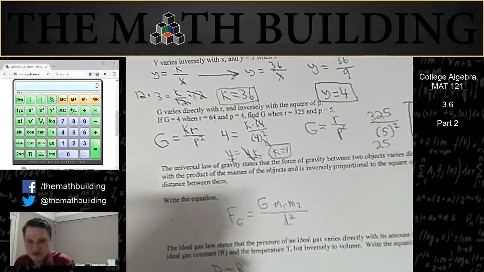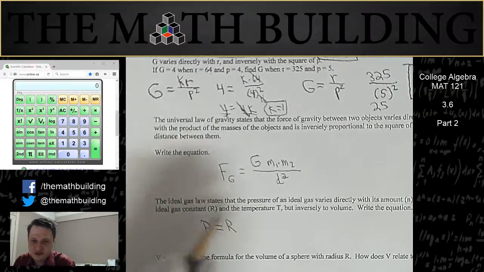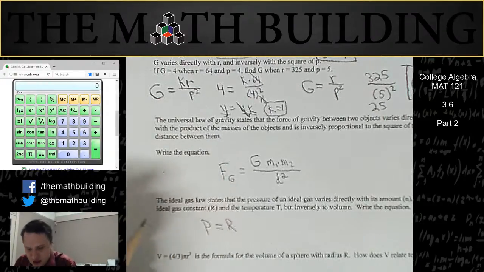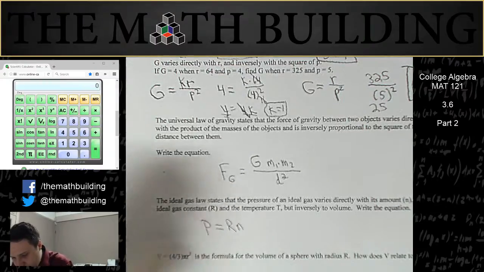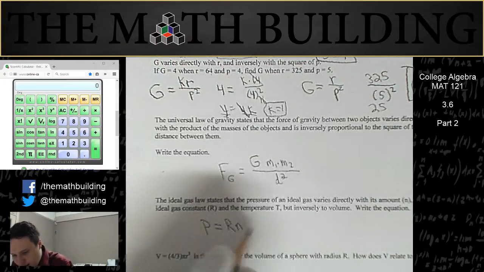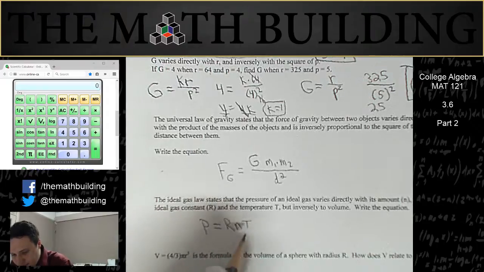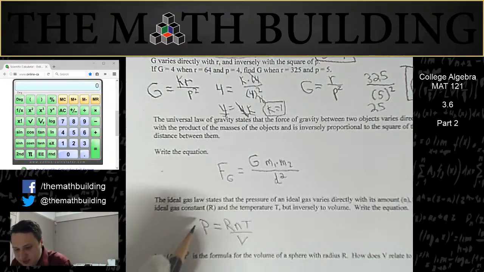And that'll be different depending on what type of gas it is. Different gases have different constants. We're varying directly with N, directly with T, but inversely with V. So there's the ideal gas law.